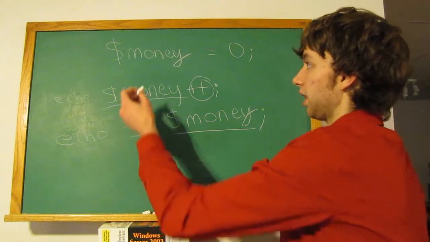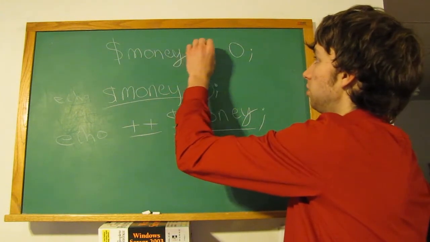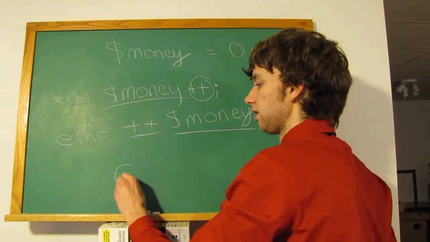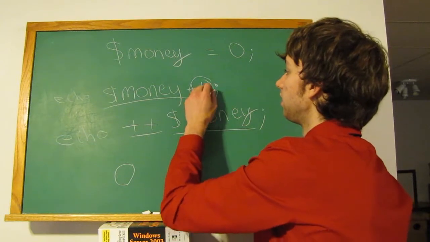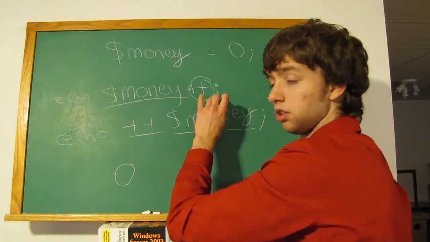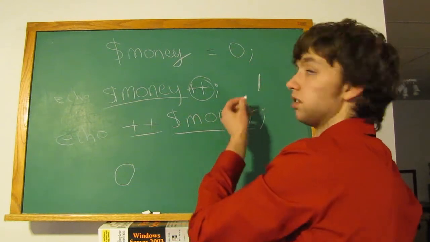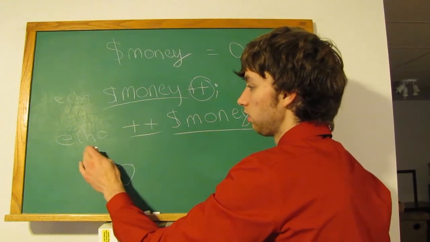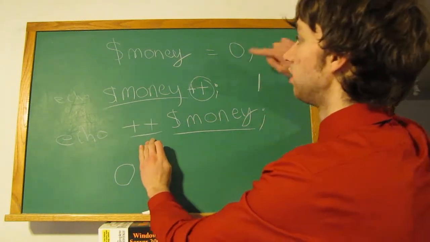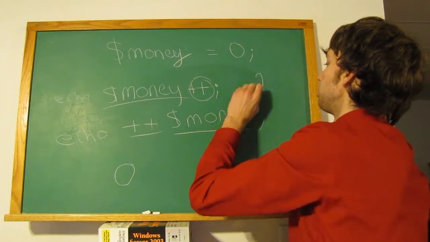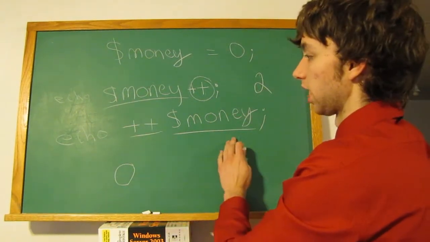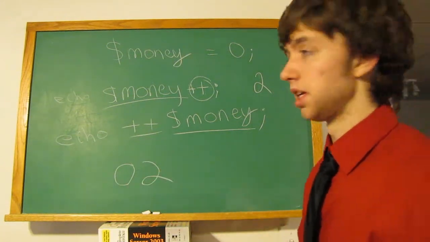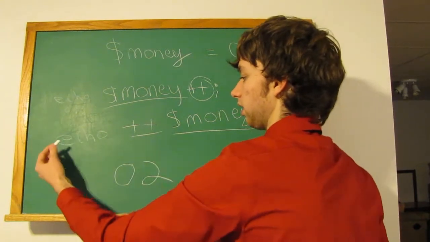Well, at the start of our program, the variable money has the value 0. We echo out money, so we're going to get a 0. And then it increments money to 1. So money is equal to 1 now. Now we're going to echo increment money, so now money is equal to 2. And then we're going to echo money, so now we're going to get 2. The reason we have both of those is because we're echoing here, and then we're echoing here.